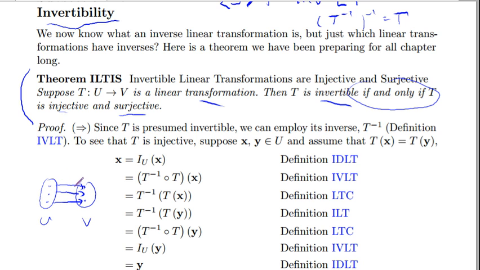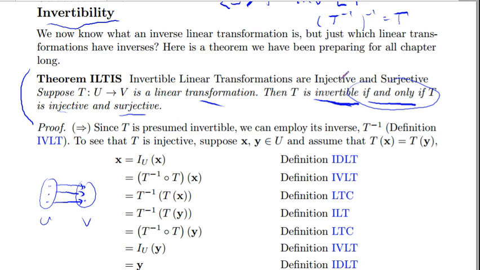So if I take the inverse, I basically just reverse all of the arrows. And if I don't have a surjective linear transformation, I can't reverse the arrows. And if I don't have an injective linear transformation, I can't reverse the arrows because there are two arrows pointing to one place here. All right, so let's get down and take a look at the proof. T is invertible if and only if T is injective and surjective.